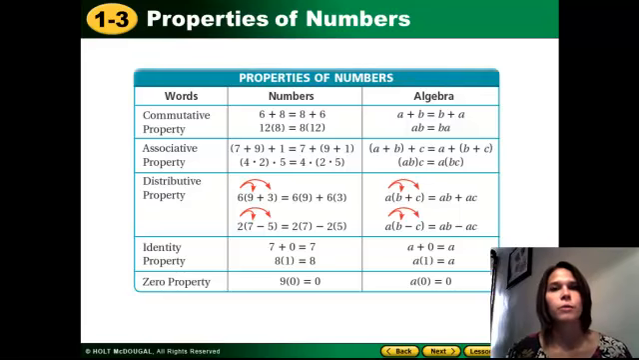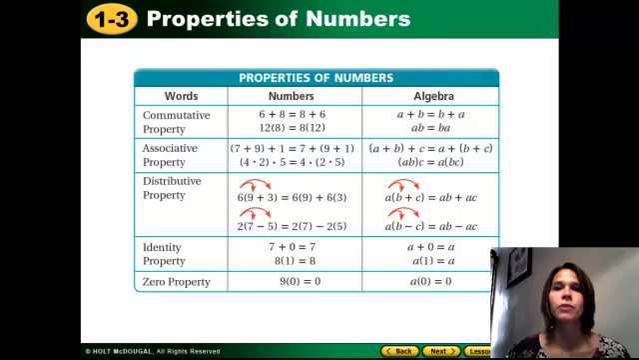Distributive property for multiplication is when you have a number out in front of parentheses and you distribute that number by multiplying it to everything within the parentheses. Identity property, there's two of them. For addition, we would add 0. 7 plus 0, or any number plus 0, will still be that number. For multiplication, we would multiply by 1. 8 times 1 is 8, or any number times 1 will still be itself.